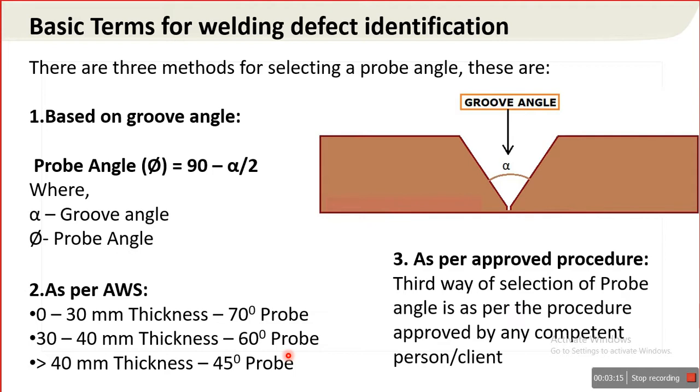Third method, as per approved procedure. The third way of selection of probe angle is as per the procedure approved by any competent person or client. So the third method is related to the client. Whatever the procedure or the instruction given by the client, the probe angle will be selected.